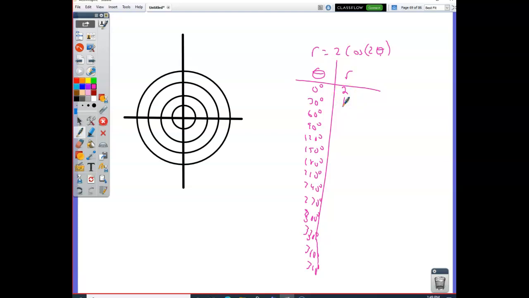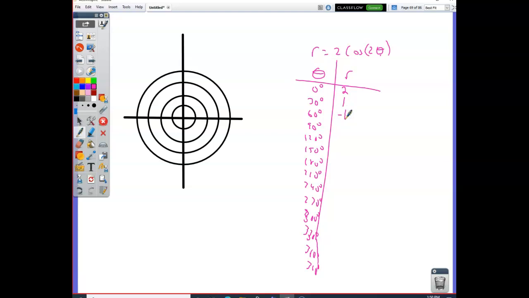60 degrees. 2 times 60 degrees? 120 degrees. Cosine of 120 is also a 60 degree reference angle, so that's 1/2, but it's in the second quadrant, so it's negative. So negative 1/2 times 2 is? -1. I love it.